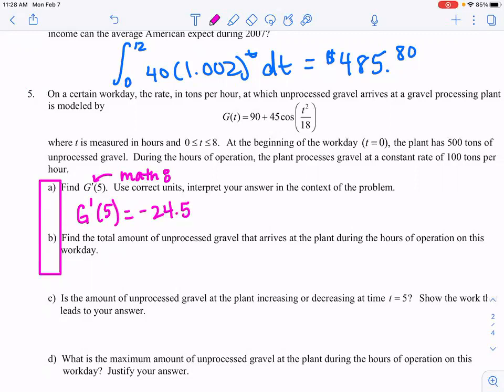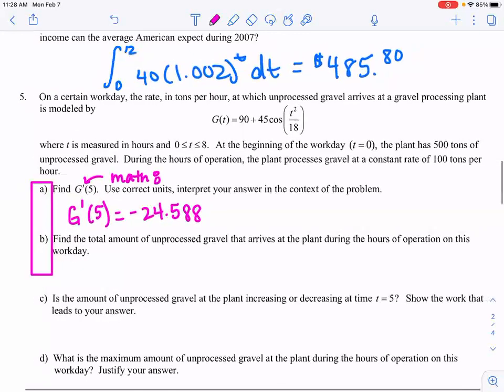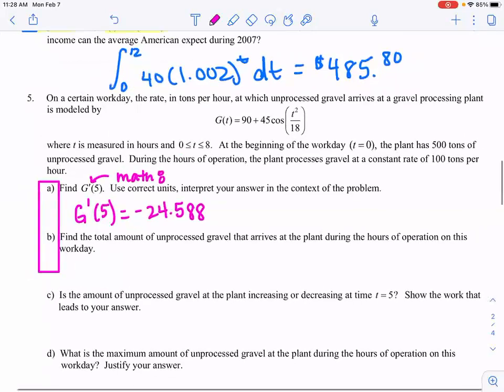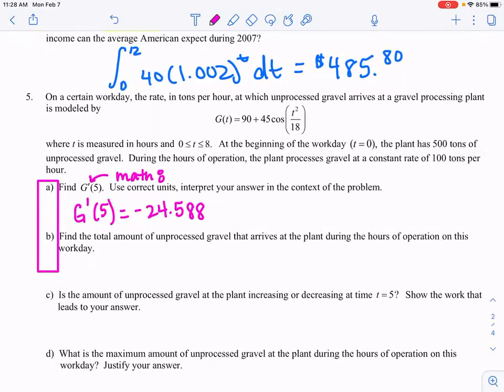I'm rolling my eyes. 3 decimal places. Thank you. Okay. This is the derivative of gravel arriving at the plant measured in tons per hour. Thank you. Where is it? Tons per hour. This is tons per hour.